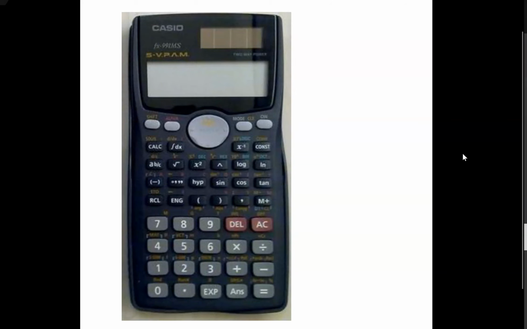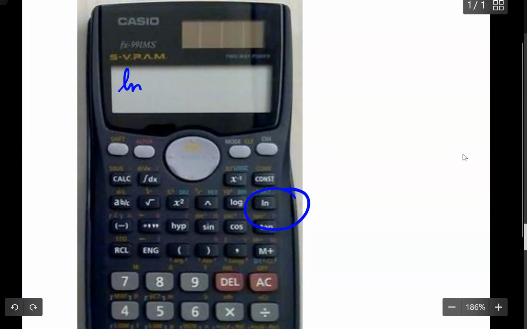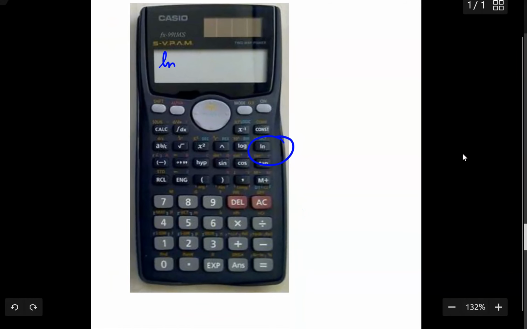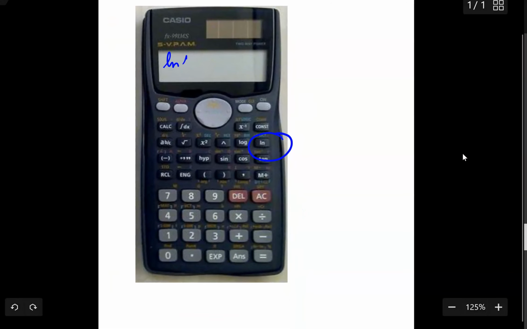So you press this key, and it will give you ln. Then I will put in 1. Let's zoom it back. So ln of 1, and press the equal sign. I should have 0 as the answer.